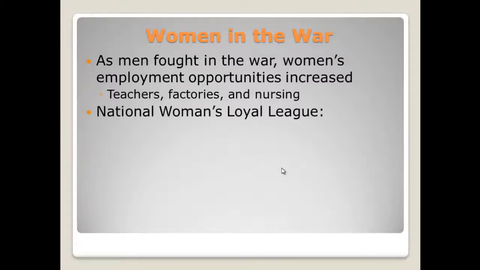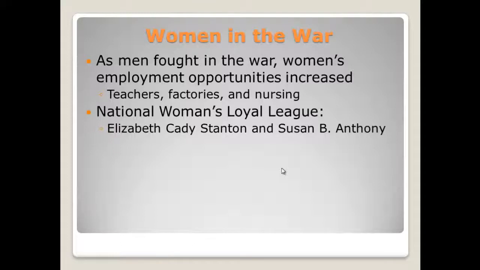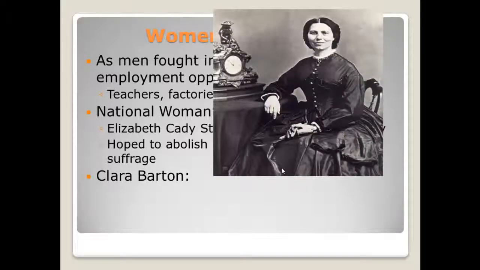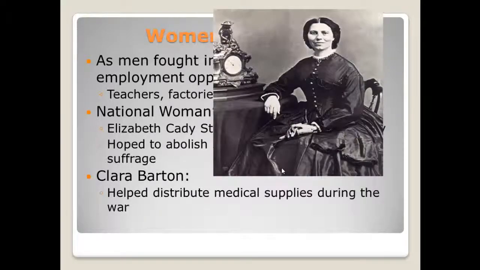We have the National Women's Loyal League, which was founded by Elizabeth Cady Stanton and Susan B. Anthony, two advocates of women's rights, and they hope to abolish slavery and gain female suffrage. They did achieve one of their goals, but not both of them. Clara Barton, this famous woman here, helped distribute medical supplies during the war, and later she founded the Red Cross, which assists those in need during times of disaster and war.